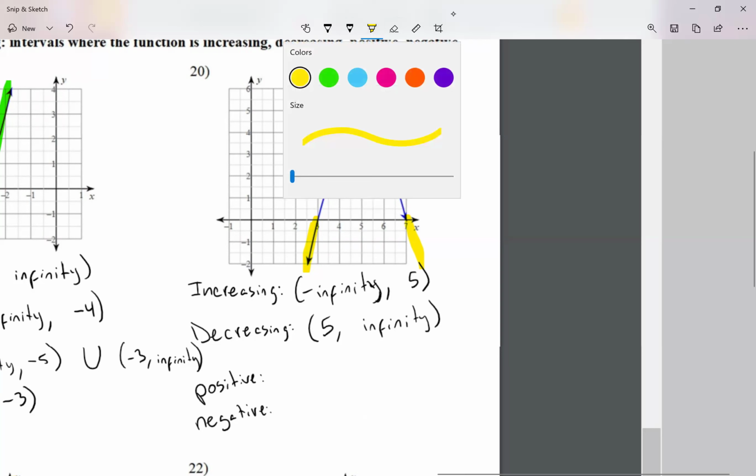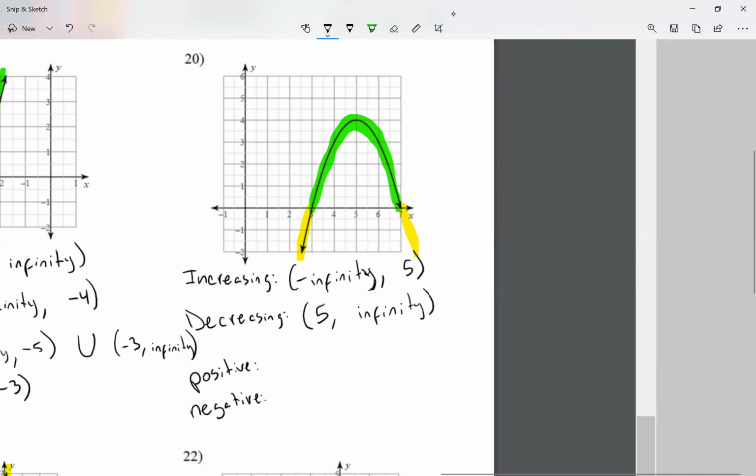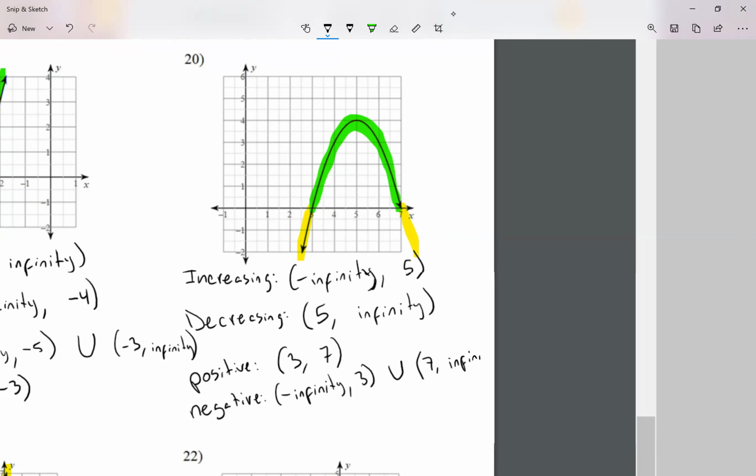Now with green, let me highlight when it is above the x-axis. So only one interval. Okay, so for the numbers for the intervals, remember I only use the x-axis. So positive, it is from 3 to 7. Don't forget the space after the comma. When is this negative? Okay, for the first interval, it goes as far left as negative infinity, and it stops at 3. Then I combine this with from 7 to positive infinity.